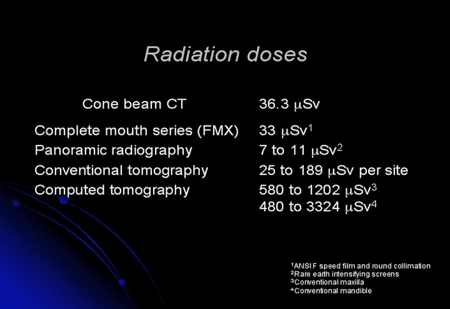If you look at some of these other modalities, like panoramic radiography is pretty low, 7 to 11. Conventional tomography is 25 to 189, depending on the unit. And computed tomography is 580 at least, or 480. And so it's not as much radiation as conventional CT. And it's very similar basically to an FMX and slightly more than a panoramic radiograph.